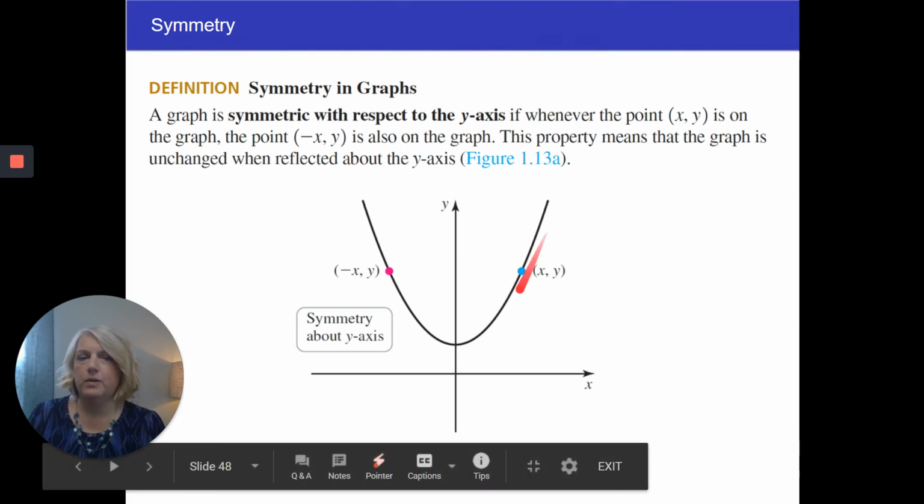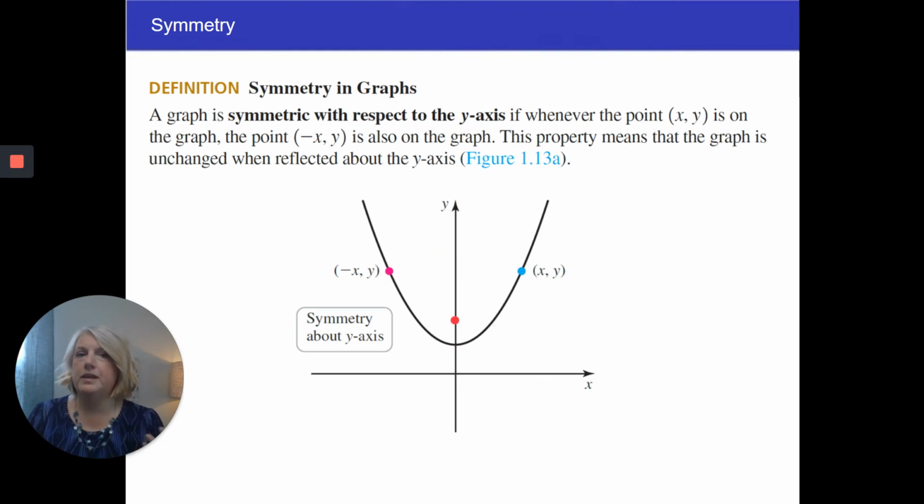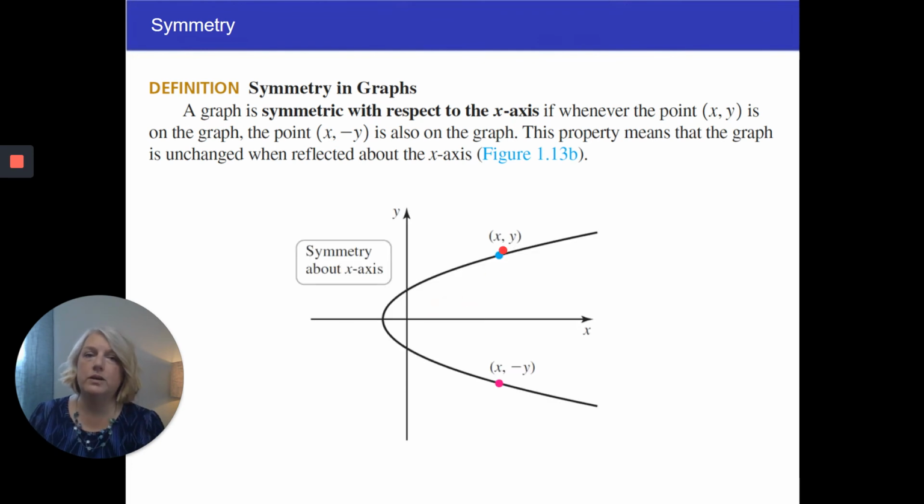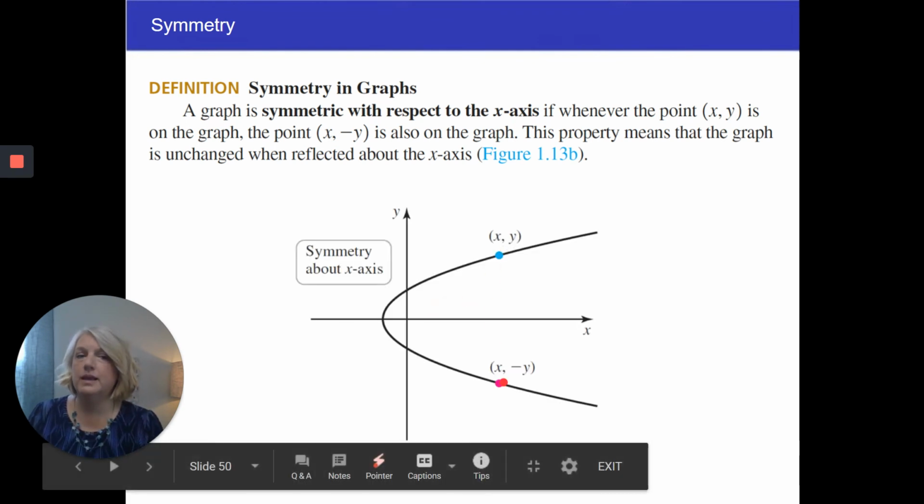So here's a little parabola, which would be an example of something that is symmetric with respect to the y-axis. You could also have a graph that is symmetric with respect to the x-axis. In that one, we have our point (x, y) and our point (x, negative y).